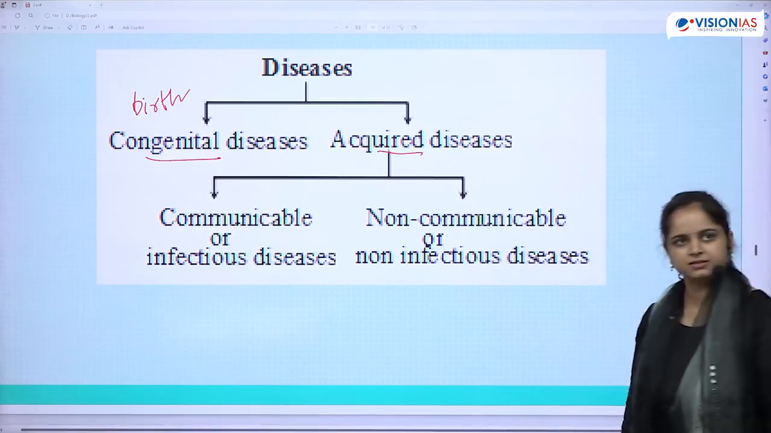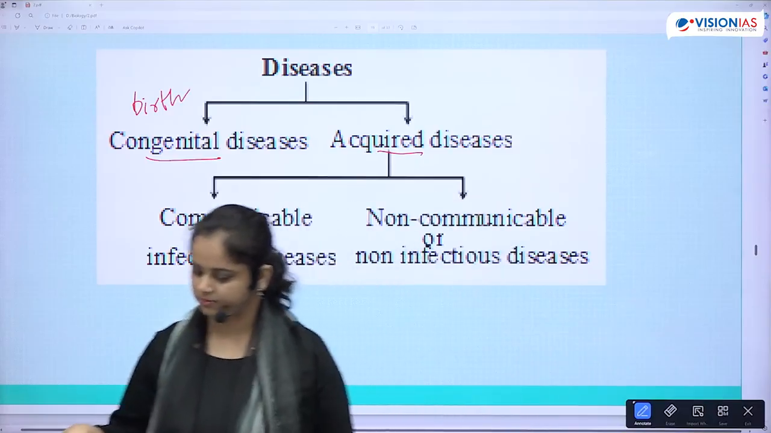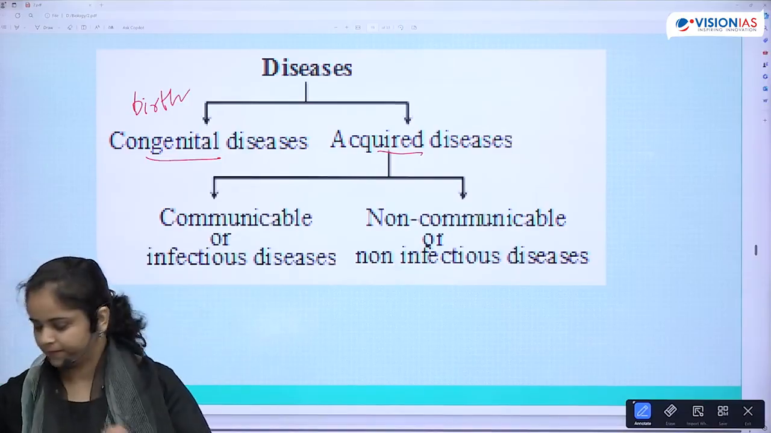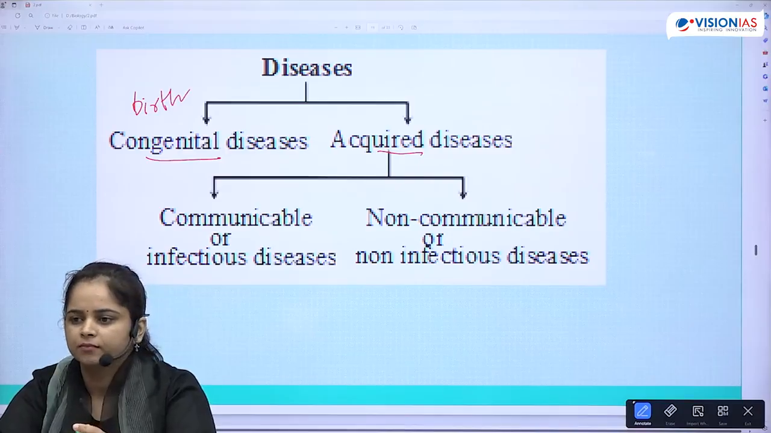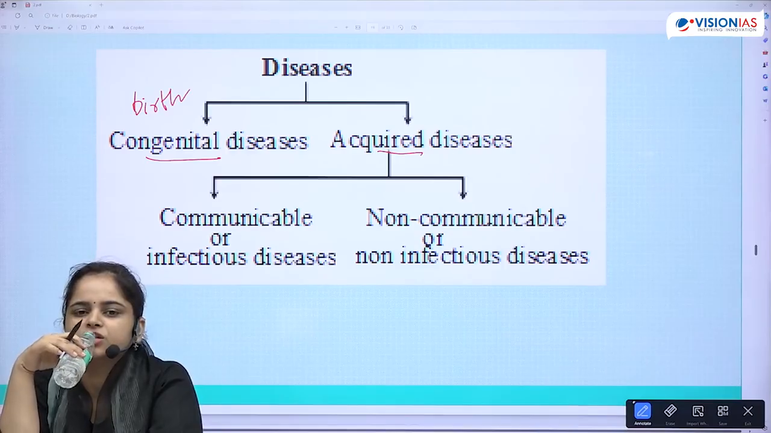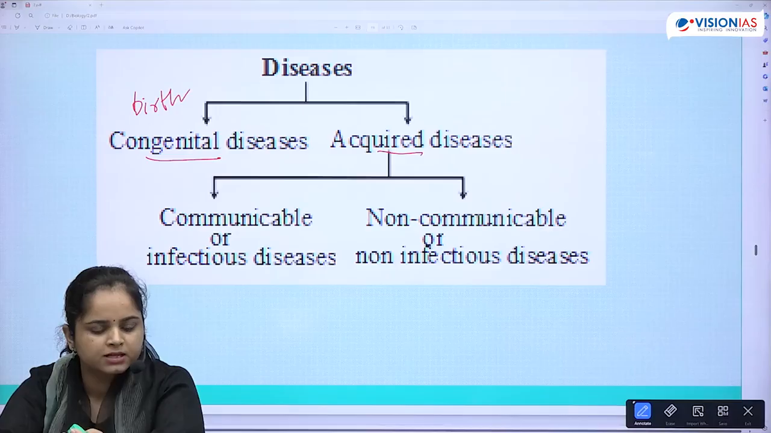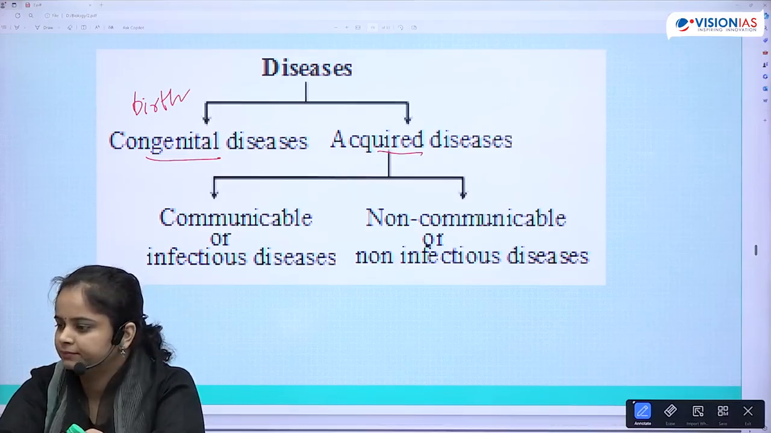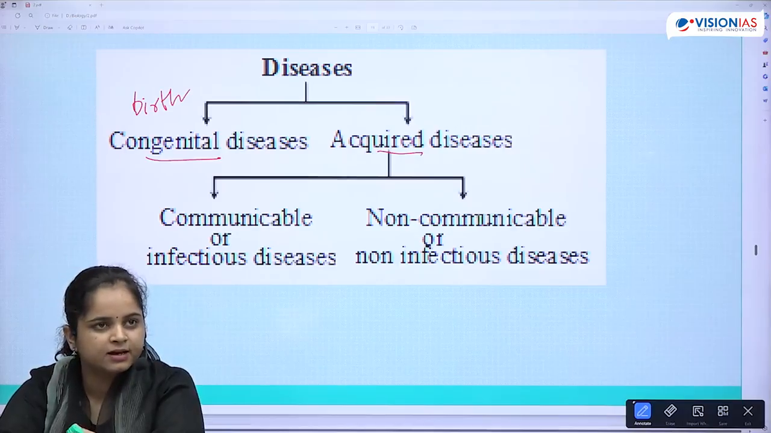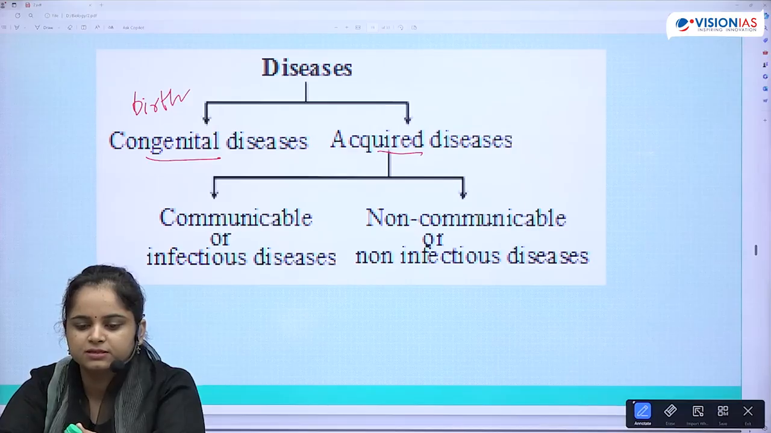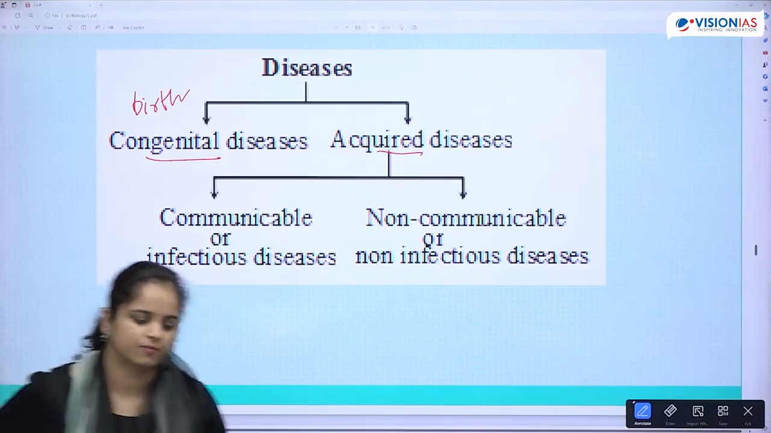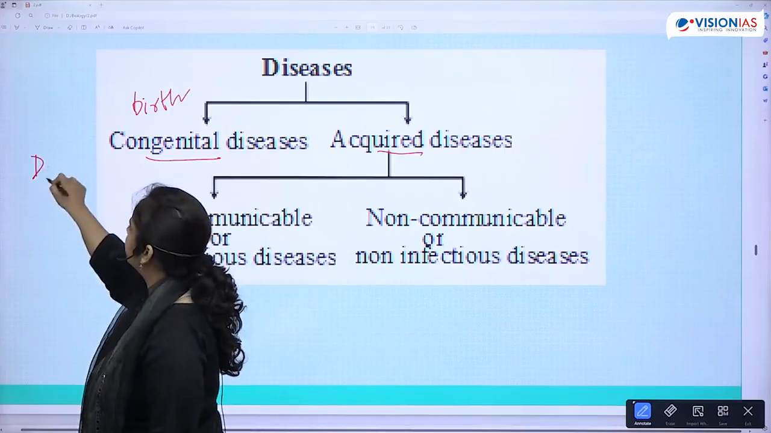Please write congenital diseases. Any abnormality in the structure or function of a person, which is present right from the time of birth. And you can write examples.